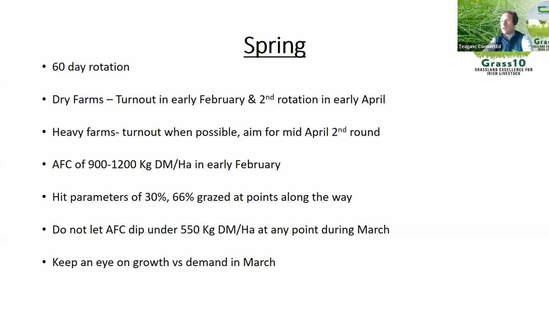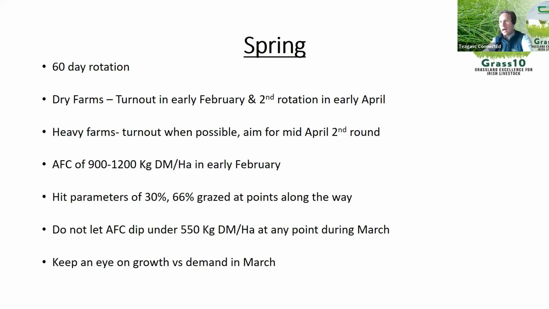in the spring, we're going to have a look at this from a spring, summer, and autumn perspective. In general, the first rotation in spring is normally around 60 days, so it's always 2 months. If farms turn out in early February, you're probably talking 2 months, and depending on growth rate, and this is where PastureBase comes into it, a second rotation starting in early April. Heavier farms turn out where possible in later February and aim for a mid-April second rotation.